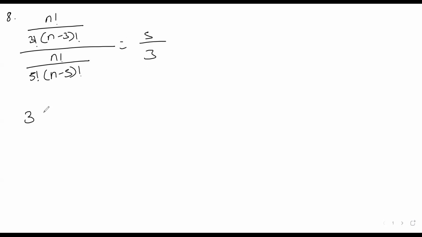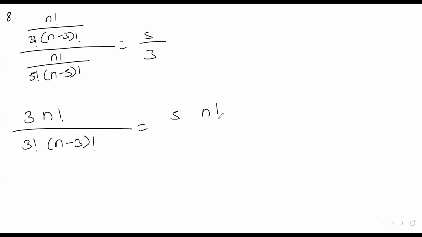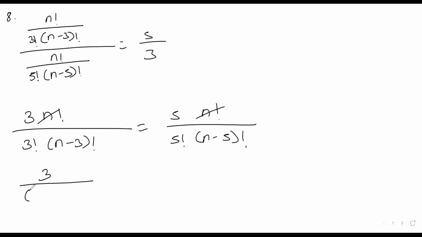Cross multiply: 3 into n factorial upon 3 factorial (n minus 3) factorial is equal to 5 into n factorial upon 5 factorial (n minus 5) factorial. This n factorial cancels. This will become 3 upon 3 factorial, which is 6. Or I can write 3 factorial is 3 into 2 into 1. This is (n minus 3) factorial.